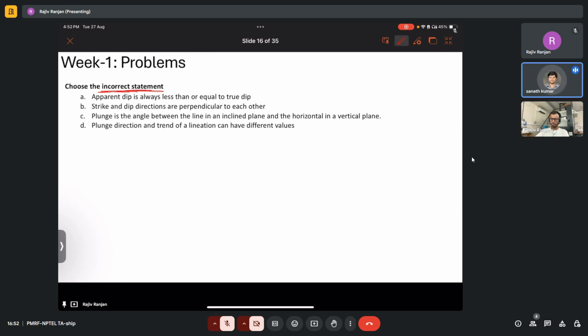D is wrong. Why do you think so? Okay, we'll go one by one. Option A: is it not correct? Apparent dip cannot be equal to true dip, right? Or can it be equal, up to 90 degrees? It could be, right?